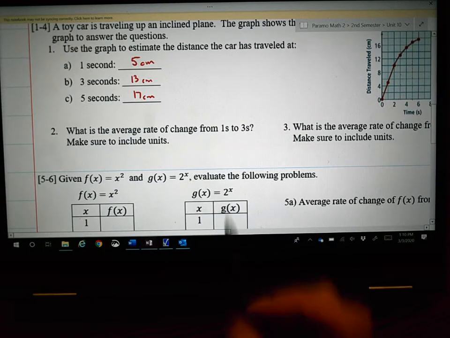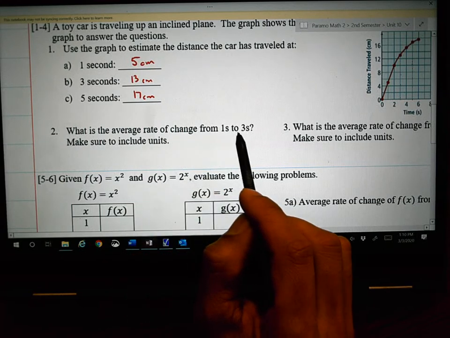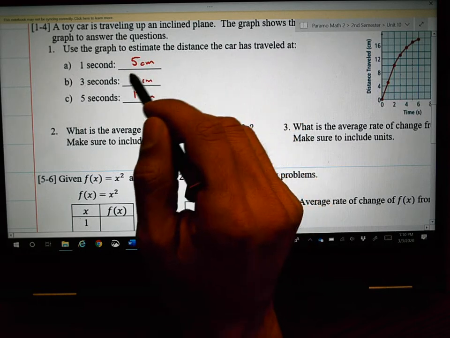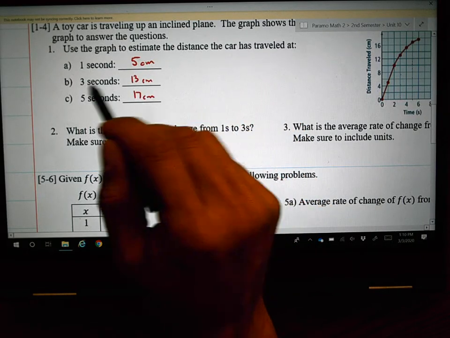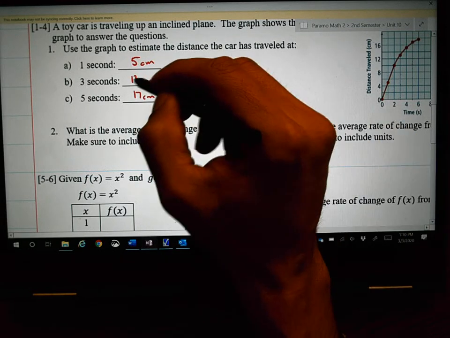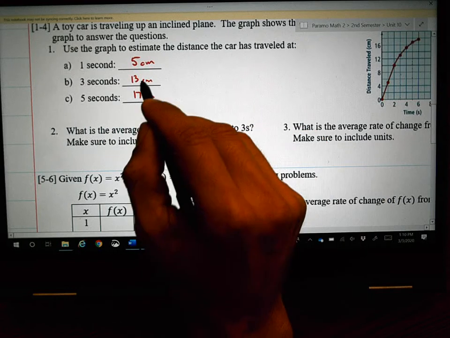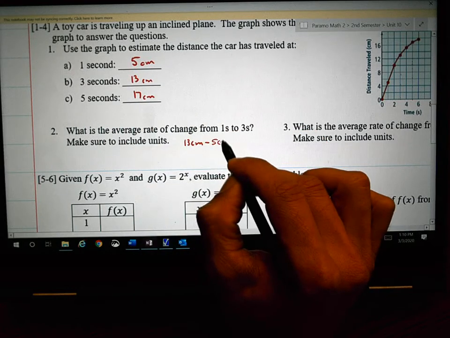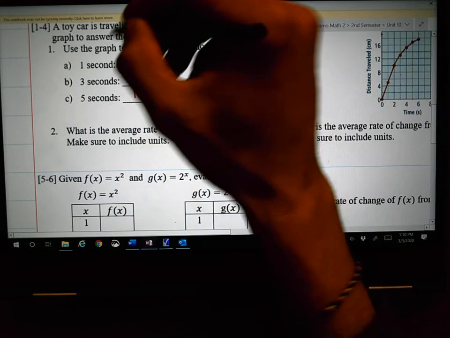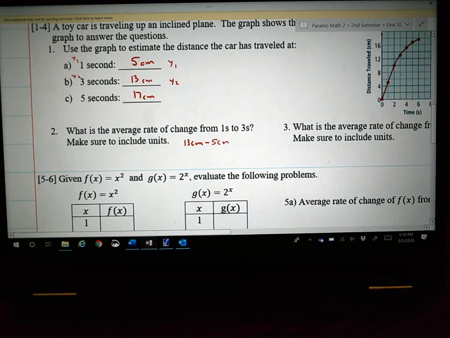Now what they're asking us to find is the average rate of change from 1 second to 3 seconds. How much did it change by? This is your distance, this is your output, this is your input. If you don't know, we're going to take this output, 13 centimeters, take away 5 centimeters. Think of this as your Y2, and this is your Y1. This is your X2. This is your X1. That's what I mean by output and input.